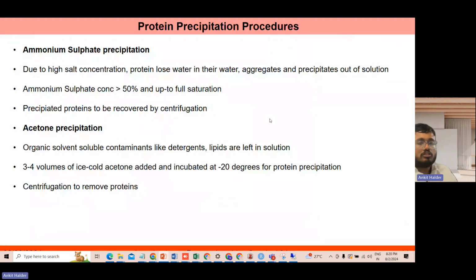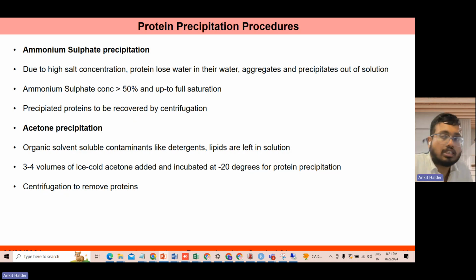Okay. So now we would be going through different precipitation procedures for the protein. We need to precipitate out the protein from different biofluids, and then we can have it solubilized using different detergents and different solutions that we have shown, right? Like the zwitterionic detergent, like CHAPS, NP40, and those others. So among which the first precipitation that comes is the ammonium sulfate precipitation, right?